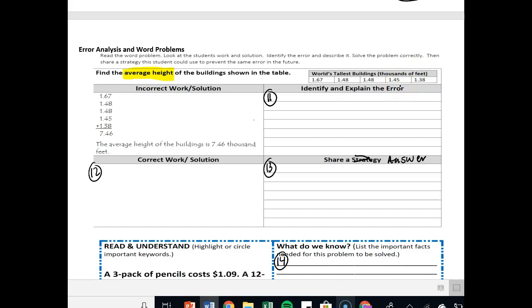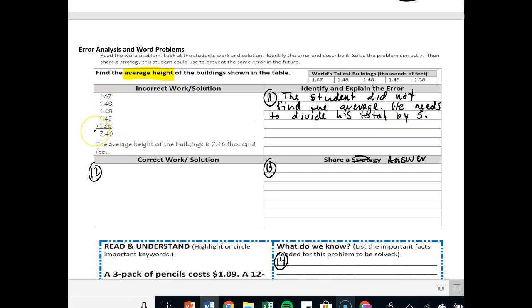So let's do the identify the error. So the student did not find the average, period. He needs to divide his total basically by how many buildings there are. So there's 1, 2, 3, 4, 5 data points, right? So by 5. Okay. So if we show the correct work, I trust this total right here, 7.46.